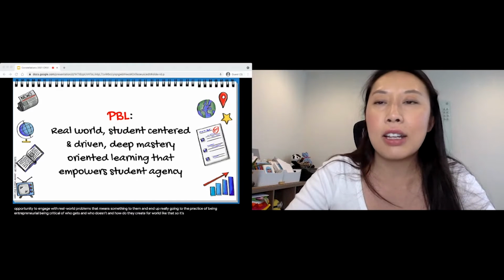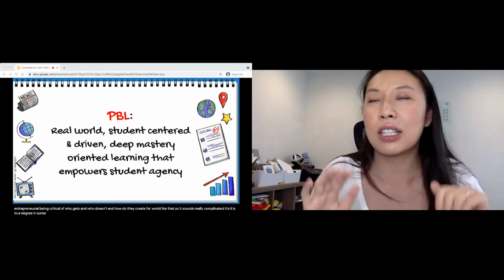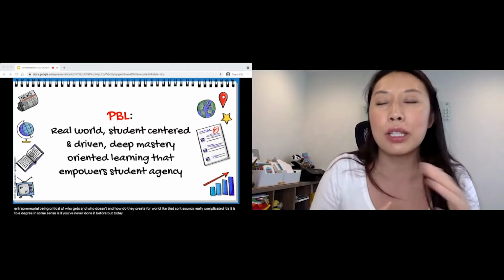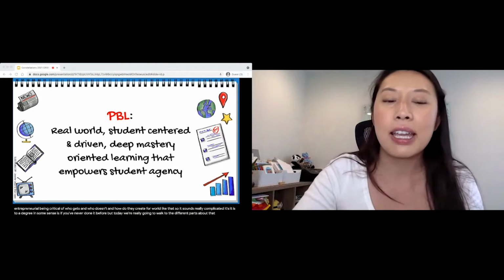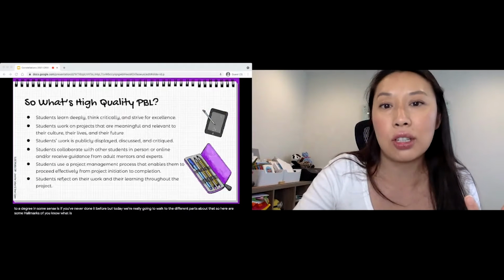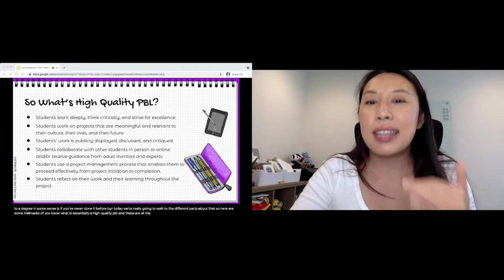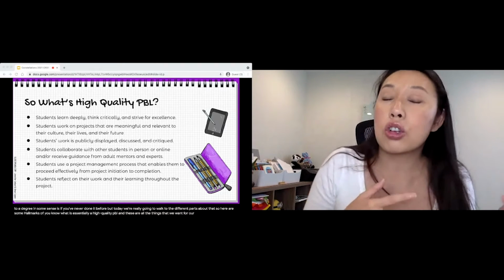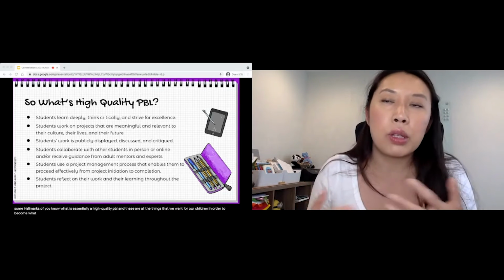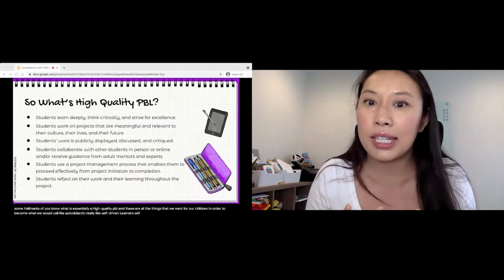So it sounds really complicated. It is, to a degree, if you've never done it before, but today we're going to walk through the different parts. Here are some hallmarks of a high quality PBL. These are all the things we want for our children in order to become autodidactic, self-driven, self-motivated learners.